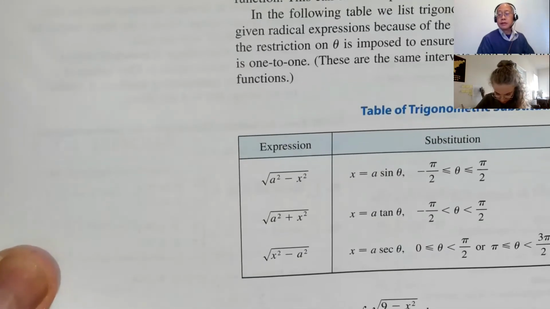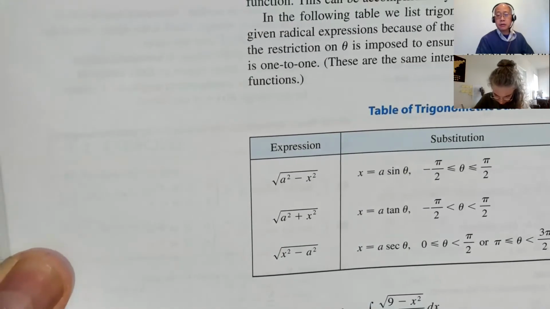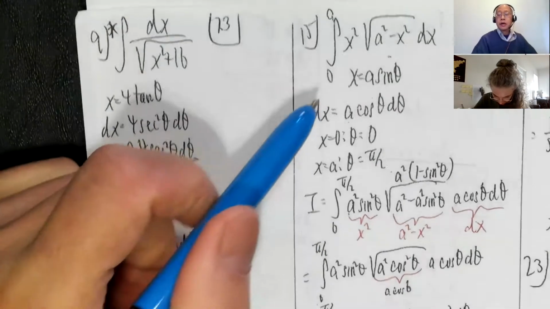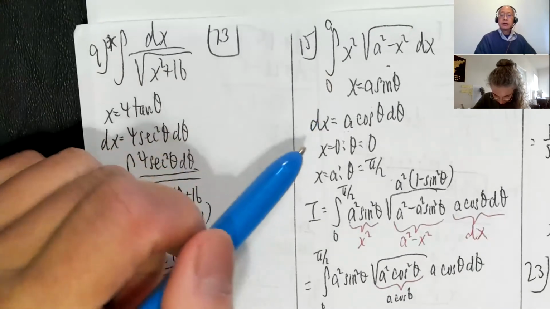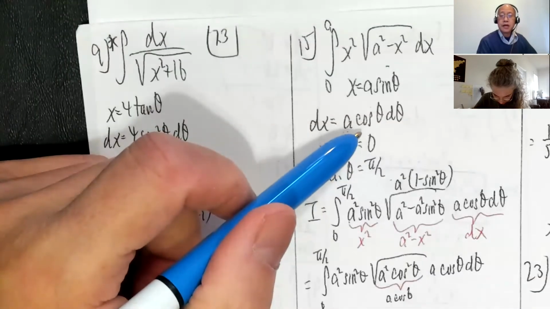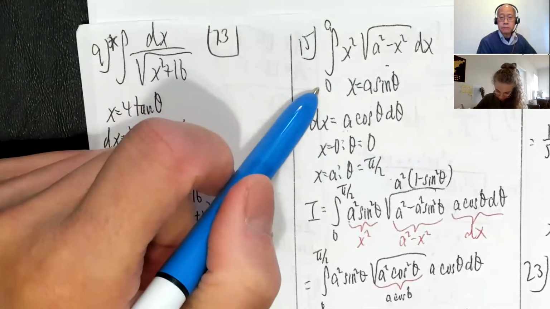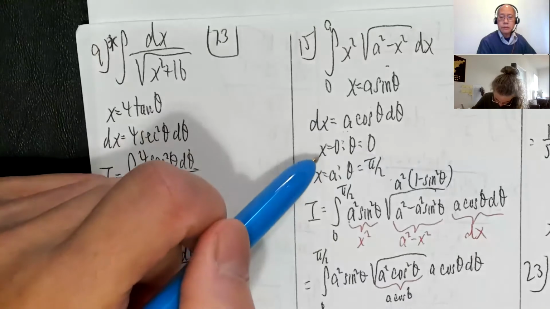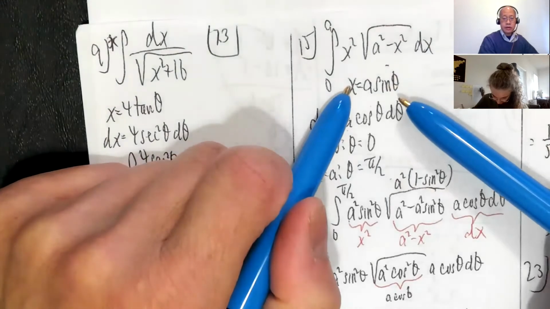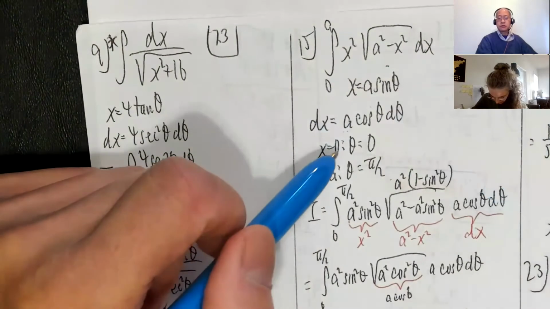It's the first one, perfectly. A squared minus x squared. So I'm going to go x equals a sine theta. Dx equals a cosine theta d theta. And now I change my limits of integration also, because this is a definite integral. So x equals 0. If I put a 0 here, that means sine of theta is 0. What nice angles like that? 0. So theta is 0.